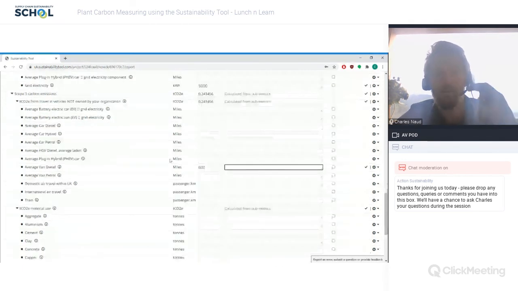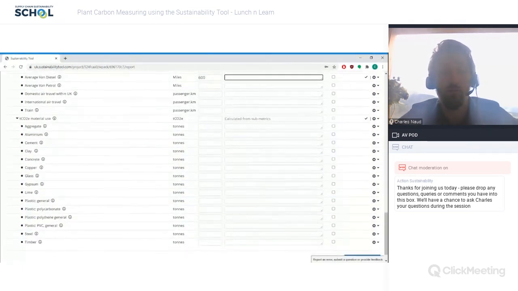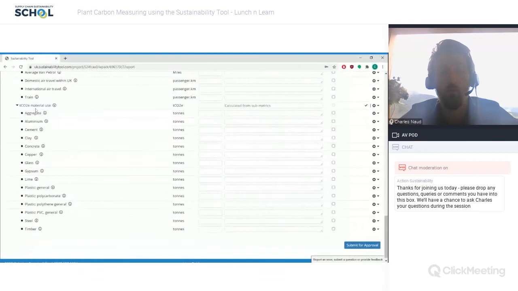The last section, probably less relevant to plant and equipment hire or use, is materials use. And here you can have different types of materials that you're using. But then again, if you're using equipment to work on these materials, you record how much of those you've used in this period.